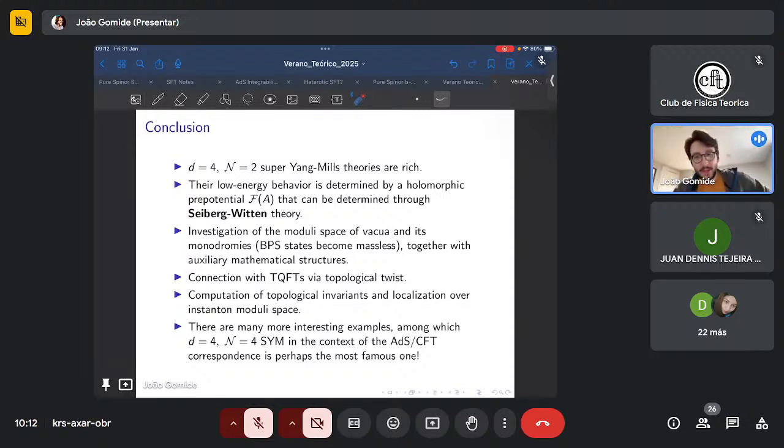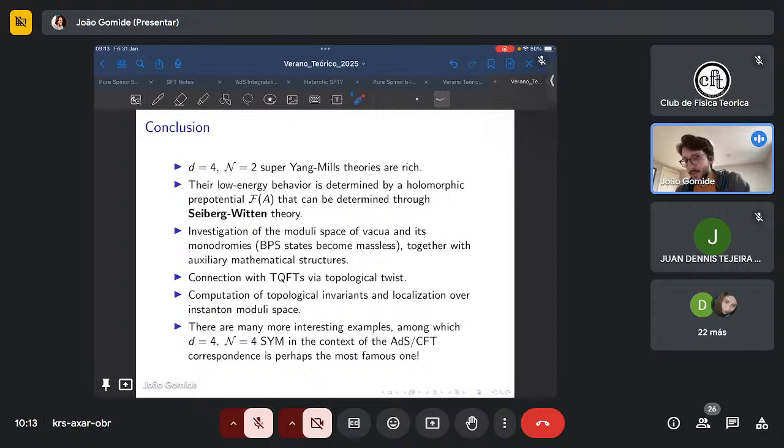Okay, so I hope that I convinced you guys that d equals 4, N equals 2 super-Yang-Mills theories are rich. I tried to show you that the low energy behavior of this theory can be determined in an elegant, although kind of complicated way through Seiberg-Witten theory. And this was done by looking at the moduli space of vacua, seeing how the states of the theory become massless, investigating the monodromies of the moduli space, building auxiliary mathematical structures, and getting the answer from them.